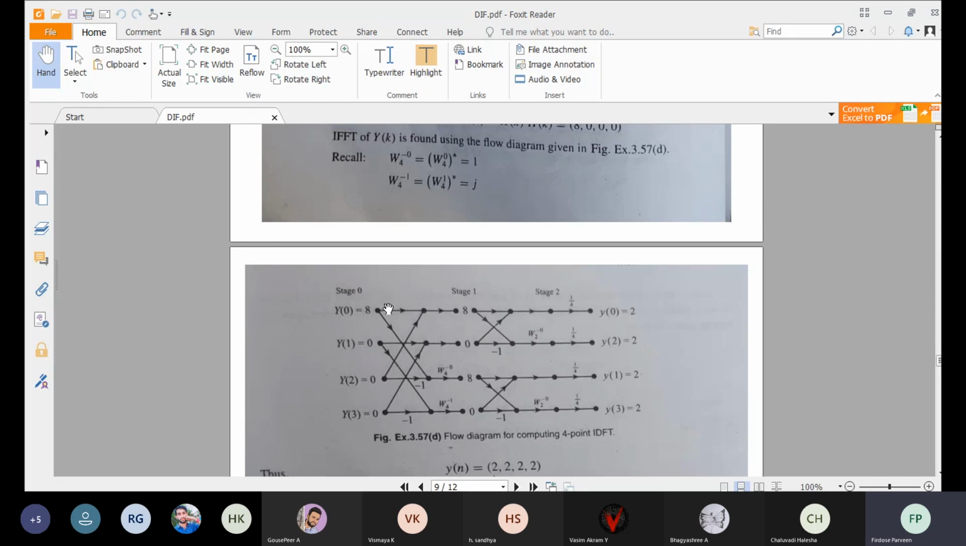Okay. So I'll add this one, 8 plus 0. So 8 plus 0, what will you be getting? 8 will be getting. Here what will you be getting? 8 minus 0 into 1.